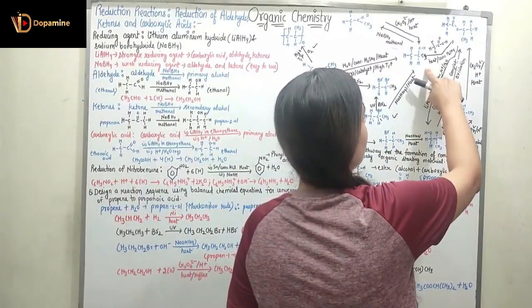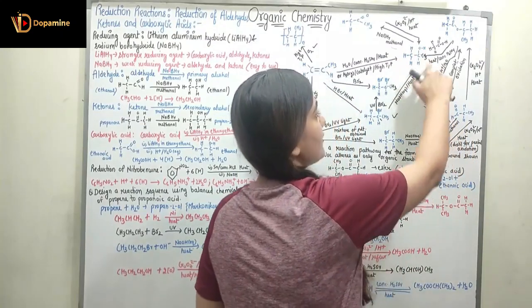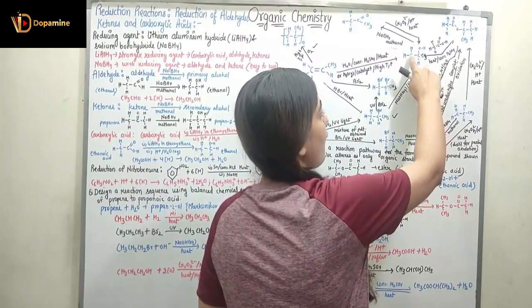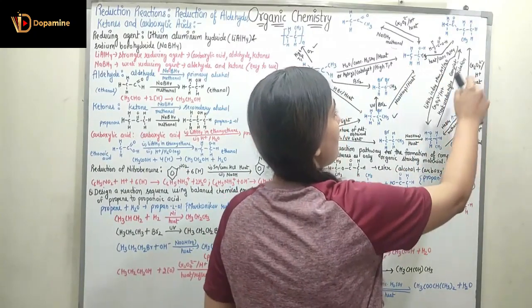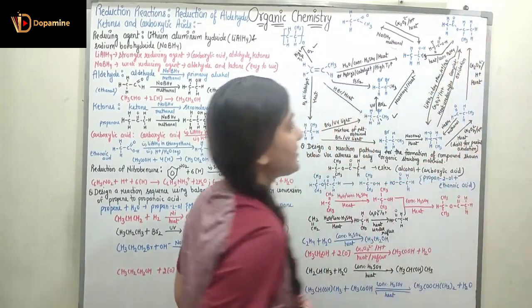So now here, this is my alcohol. This is again my alcohol, which is my propane 2-ol. This is my propane 1-ol. Propane 1-ol or propane 2-ol can now be reacted to form the ester, right?